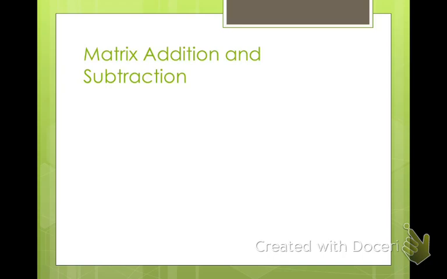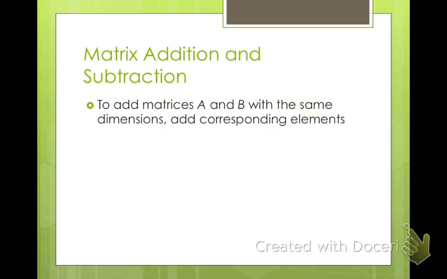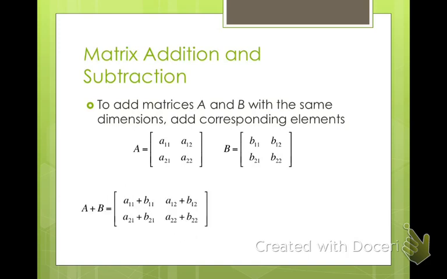So for matrix addition and subtraction, to add matrices A and B with the same dimensions, you just look at their corresponding elements. Here we have A. Our elements are A11, A12, A21, A22, and that just represents position 1,1, 1,2, 2,1, 2,2. And then B is B11, B12, B21, B22. In order to add them, you pick the elements that are in the same positions. So we add this one plus this one, and then we add this one and this one, and following. Same positions, you add them together or subtract them.